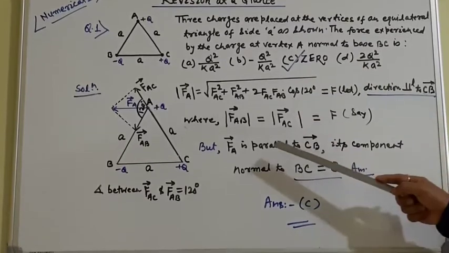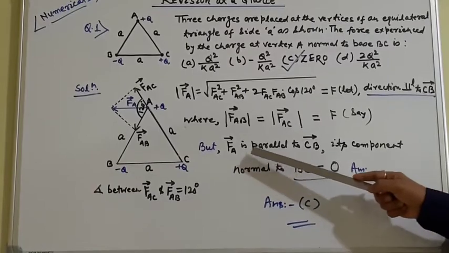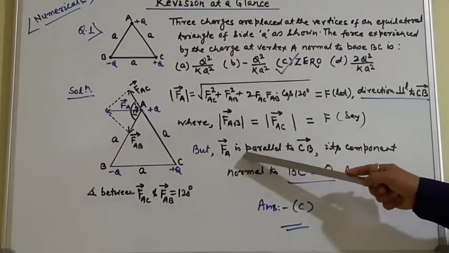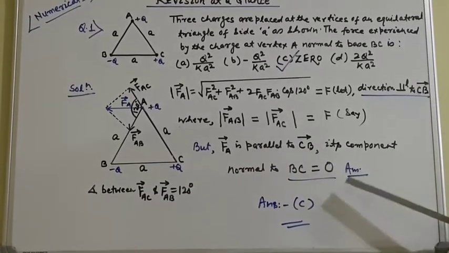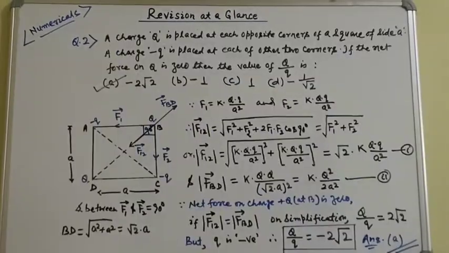So the normal component to BC of the force FA will be 0, because FA is parallel to CB. So if the answer is C, then C is correct.